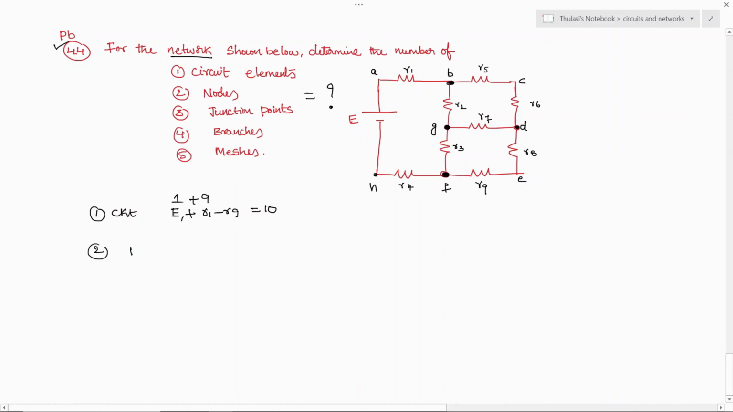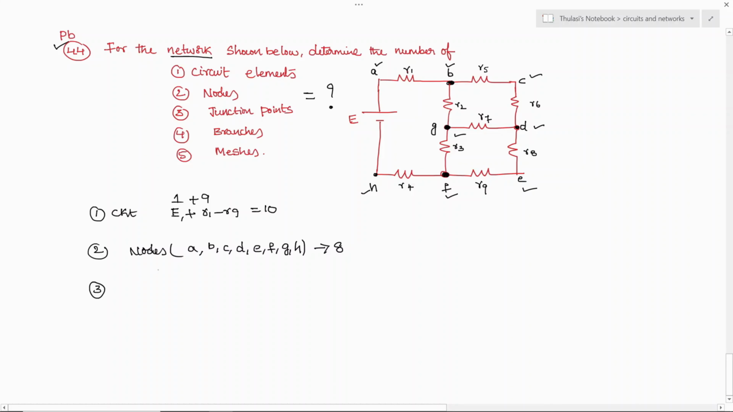Second one is to identify the number of nodes of the network. So the nodes are 1, 2, 3, 4, 5, 6, 7, 8. The nodes are A, B, C, D, E, F, G, H. So the number of nodes is 8.